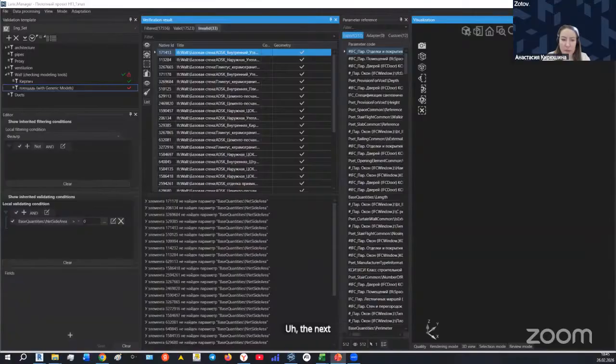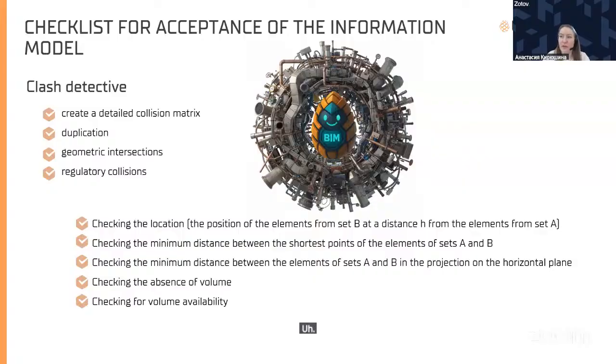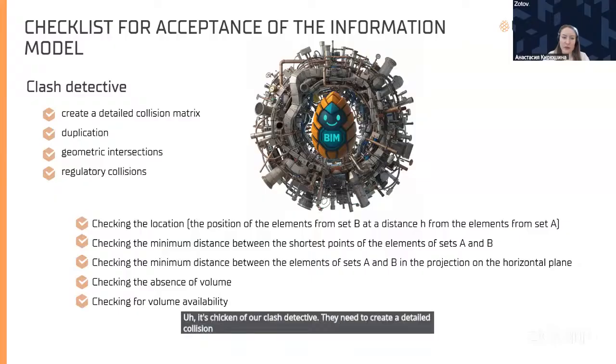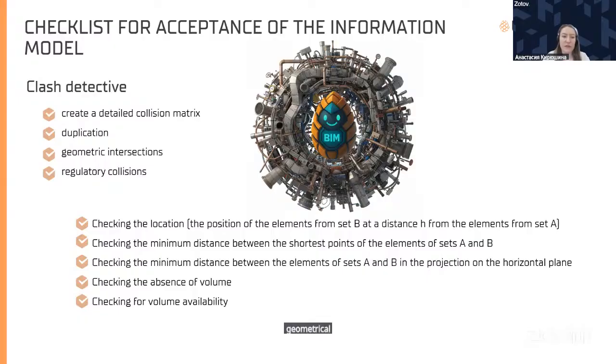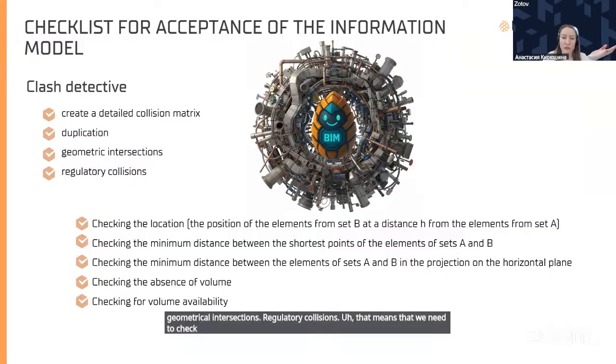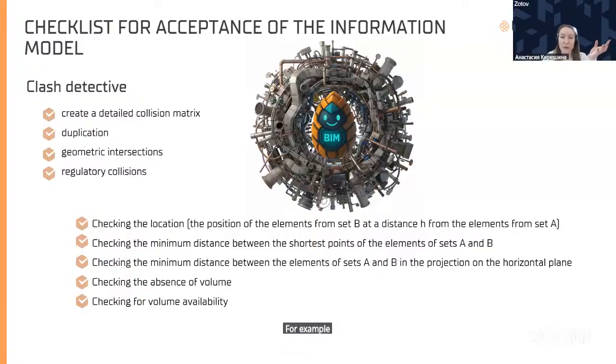The next step is checking in our clash detective. We need to create a detailed collision matrix and check duplications, geometrical intersections, and regulatory collisions. That means we need to check the location, for example, the position of elements from set B at a distance h from the elements from set A.